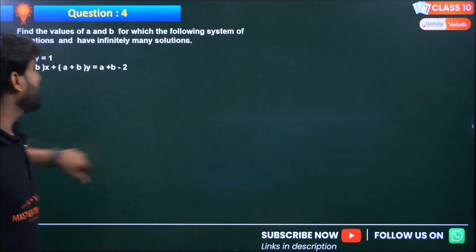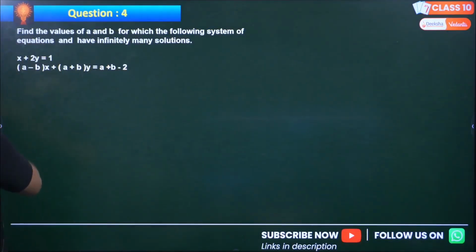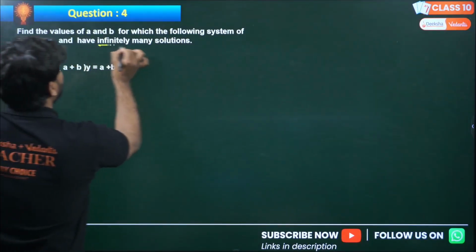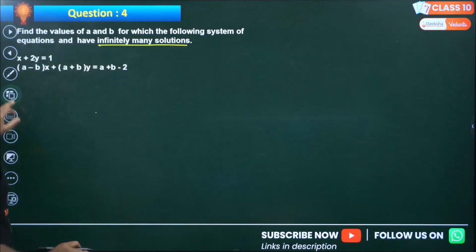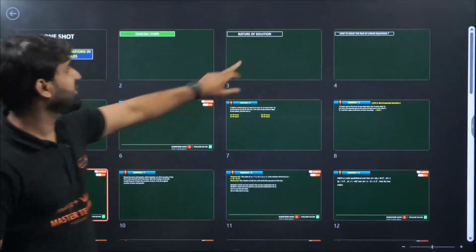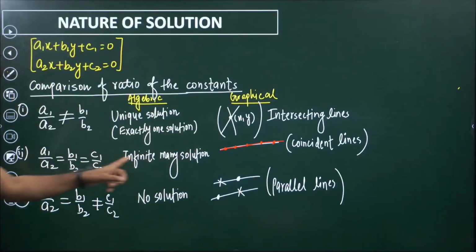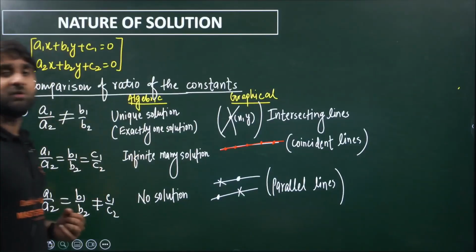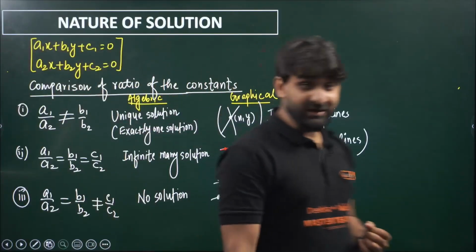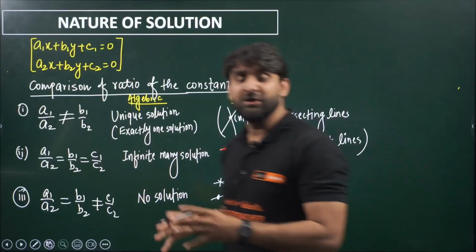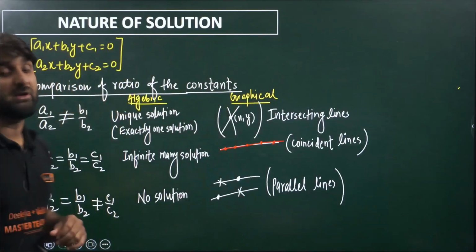Okay, moving ahead to question number 4. Find the values of A and B for which the following system of equations have infinitely many solutions. Do you know for infinitely many solutions what is the condition, champions? Look, this is the condition. For infinitely many solutions, A1 by A2 is equal to B1 by B2 is equal to C1 by C2. Right? So when this condition is fulfilled, only then will the given equations have infinitely many solutions.